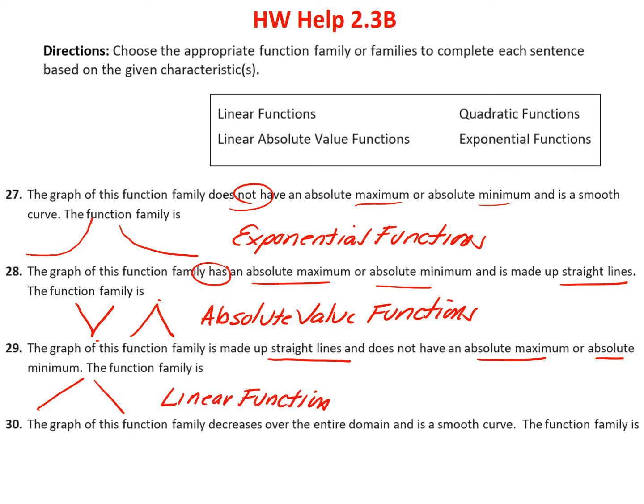Now, it is possible that it could be linear piecewise, although that's not an option. If you had something like this where it doesn't have a maximum or minimum, but that's not one of our options up here. Finally, the graph of this function decreases over the entire range and is a smooth curve. Okay, so this one decreases. It's always going down as a smooth curve, not a line, so this is an exponential function. If it were a straight line decreasing, it could be a linear function.